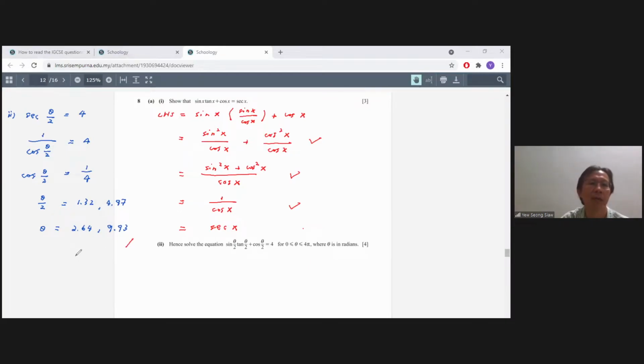You want to see your two answers correct? This one is quadrant because it's positive. Cos is positive, so it's quadrant number 1 and quadrant number 4. Then you find the basic angle, change to quadrant number 1, change to quadrant number 4. Then on your calculator, change the mode to radian mode.